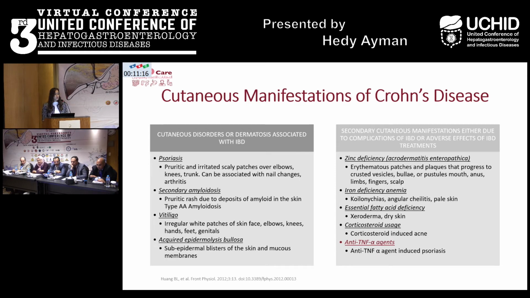The third group is the group of cutaneous disorders associated with IBD, and this includes typical or classic psoriasis, secondary amyloidosis, vitiligo, acquired epidermolysis bullosa. Lastly, the fourth and the final group is the group of secondary cutaneous manifestations that occur either due to complications of the inflammatory bowel disease itself or as adverse effects of the treatments used. These include cutaneous manifestations of zinc deficiency, iron deficiency anemia, essential fatty acid deficiency, and lesions developing due to corticosteroid usage, such as steroid-induced acne, or finally, anti-TNF agents, which may be a cause for a paradoxical anti-TNF agent-induced psoriasis.